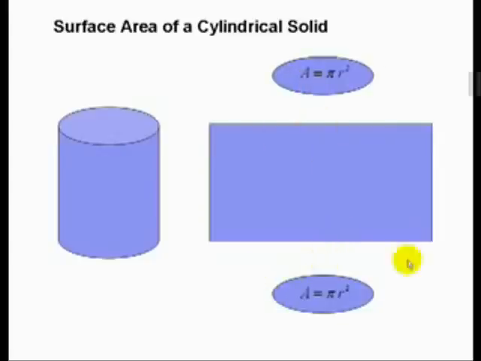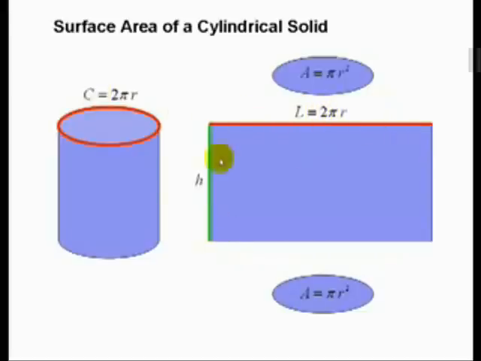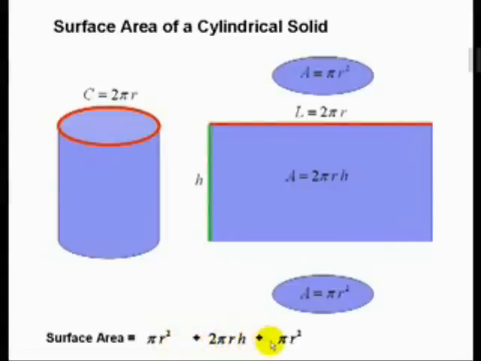The area of each circle is pi r squared. And then this top edge of the rectangle is the same thing as the circumference of this cylinder. And so we have a formula for the circumference, and it must be the same as the length along the top of this rectangle. We have a height for the rectangle, and so the area of this rectangle is the length times the height, 2 pi r h. Putting those all together, we get that the surface area for a cylinder is pi r squared plus 2 pi r h plus pi r squared. More commonly, we write this as 2 pi r squared plus 2 pi r h.